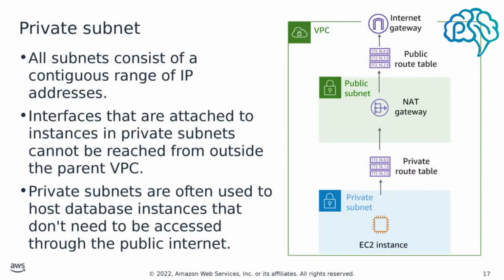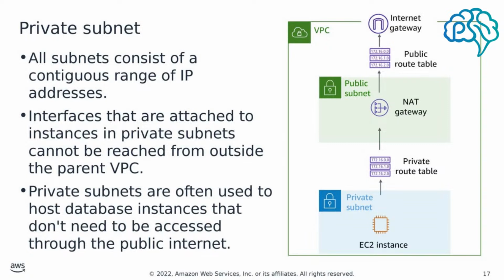So the traffic itself would then go to a public route table and then to an internet gateway. So if we break this down, what does it mean? All subnets consist of a contiguous range of IP addresses. So these addresses are not overlapping with other subnets in the VPC. The interfaces are also attached to EC2 instances in a private subnet, and they're not reachable from the outside.